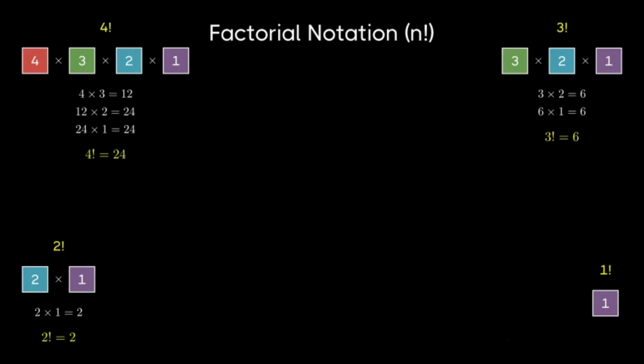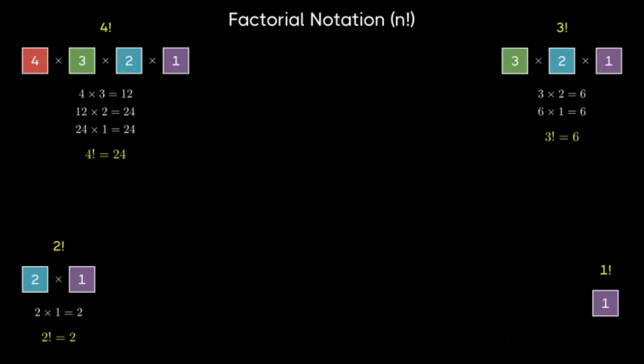So 4 factorial equals 4 times 3 factorial, 3 factorial equals 3 times 2 factorial, and 2 factorial equals 2 times 1 factorial. Factorial notation gives us a compact way to express these products, which appear frequently in probability, combinations, permutations, and many other areas of mathematics. This recursive nature of factorials will help us understand why 0 factorial is defined as 1 in our next scene.